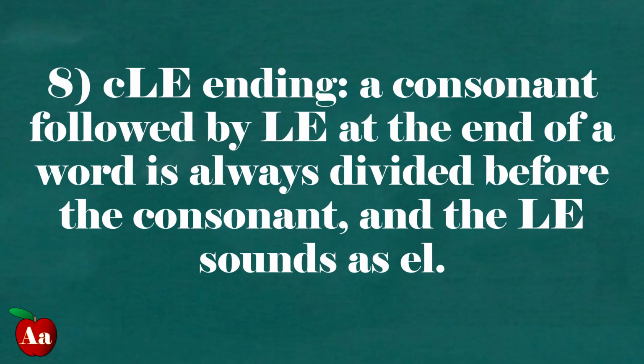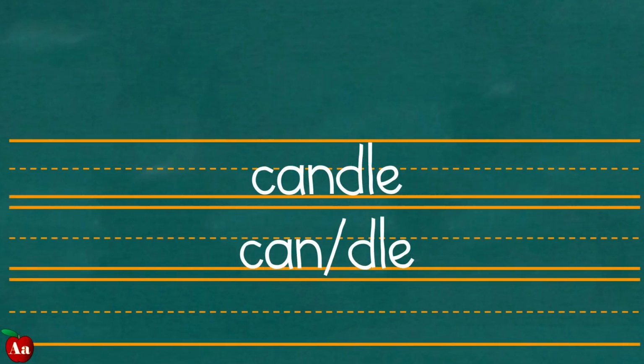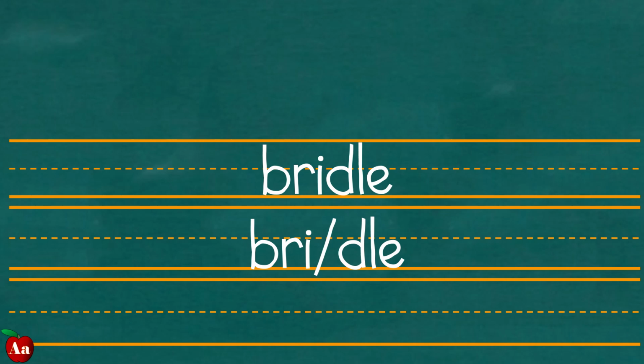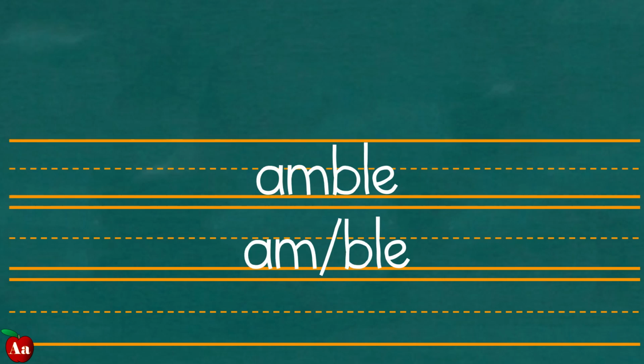Number 8, a consonant followed by LE at the end of a word is always divided before the consonant, and the LE sounds as EL or L. Candle is divided between the N and the D. Fumble is divided between the M and the B. Bridle is divided between the I and the D, and you'll notice that the vowel is long. Amble is divided between the M and the B.